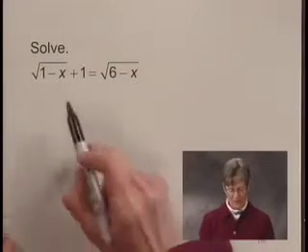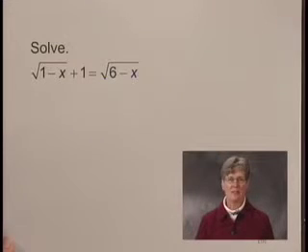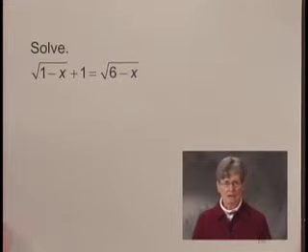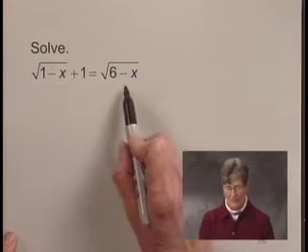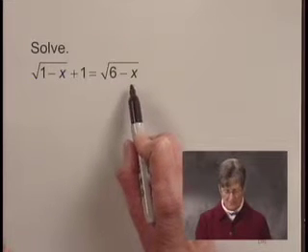We'll solve a radical equation. The equation is the square root of 1 minus x plus 1 equals the square root of 6 minus x. Now we have an equation that involves two radicals, and one of them is isolated on one side of the equal sign, so this tells us that we're ready to use the principle of squaring.